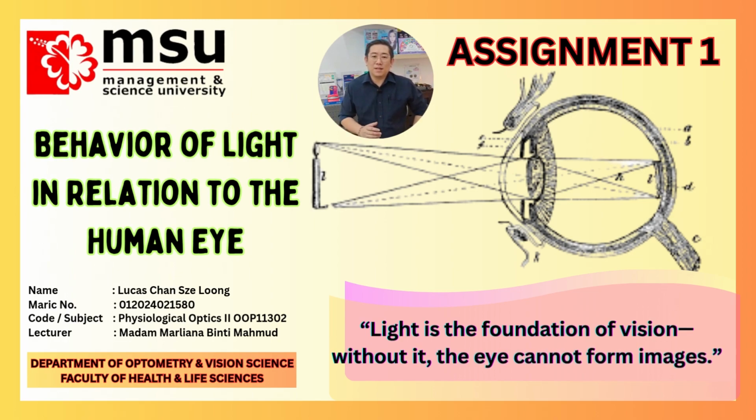Today I will be presenting on the behavior of light in relation to the human eye. This topic is fundamental in physiological optics because light is the very basis of vision. Without light, our visual system would have nothing to process. In the next few minutes, I'll walk you through how light behaves, how it interacts with the eye structures, and how this relates to vision and common refractive errors.